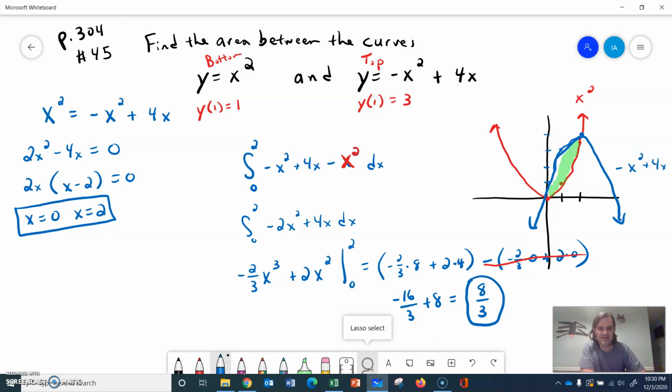So just make sure you've got the right functions on top and the right endpoints, and you're most of the way there. The calculus is not hard, it's just setting it up.